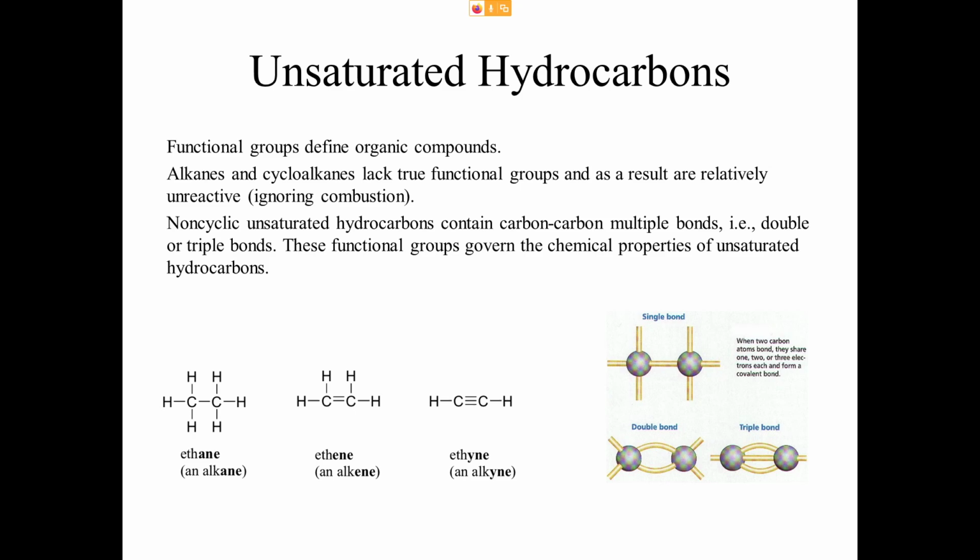So if it's an A, it means there's a single bond. E indicates a double bond, and the Y indicates a triple bond. Okay? So that's as simple as it gets. That's all we're doing is changing these.